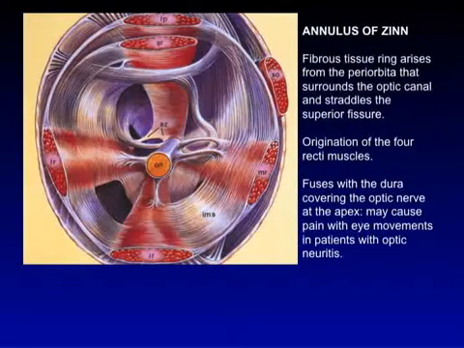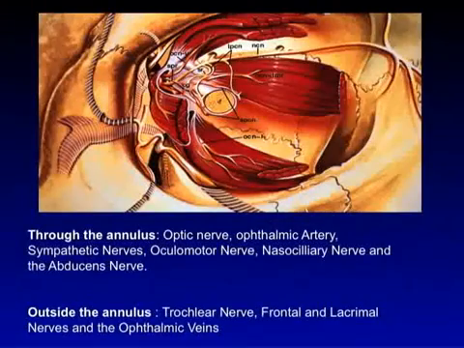The annulus of Zinn is a fibrous tissue ring which arises from the periorbita, surrounds the optic canal, and straddles the superior orbital fissure. So the 4 recti muscles originate there. In patients with optic neuritis, there may be pain with eye movements related to this anatomy. Through the annulus, there's the optic nerve, ophthalmic artery, sympathetic nerves, oculomotor nerve, nasociliary nerve, and abducens nerve. But more importantly, just try to remember what's outside the annulus, and everything else falls inside of it. Outside the annulus is the trochlear nerve, frontal and lacrimal nerves, and the ophthalmic veins.